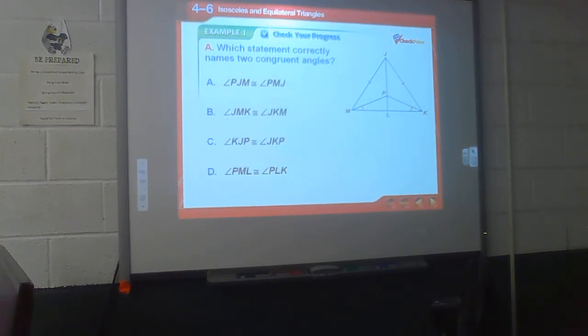Okay? So we go back and we read the question. What statement correctly names two congruent angles? And what would we say?